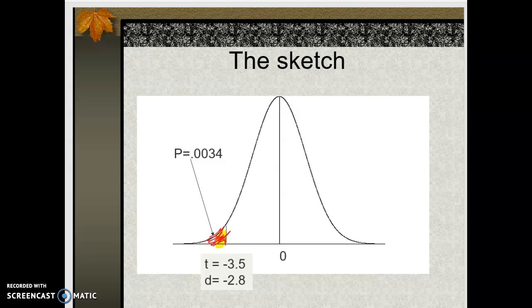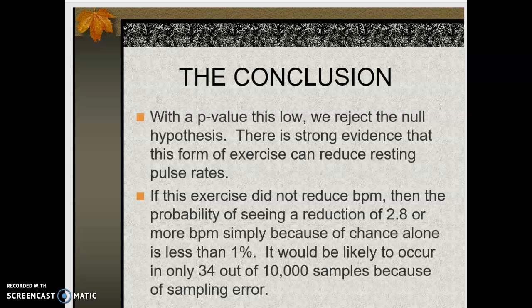Kind of messy, but you get the point. All right, the conclusion: with a p-value this low, 0.00336, which you should probably write in here, we reject the null hypothesis. There's strong evidence that this form of exercise can reduce resting pulse rates, and it's not equal to 0. If this, we can go on to write this in another way.